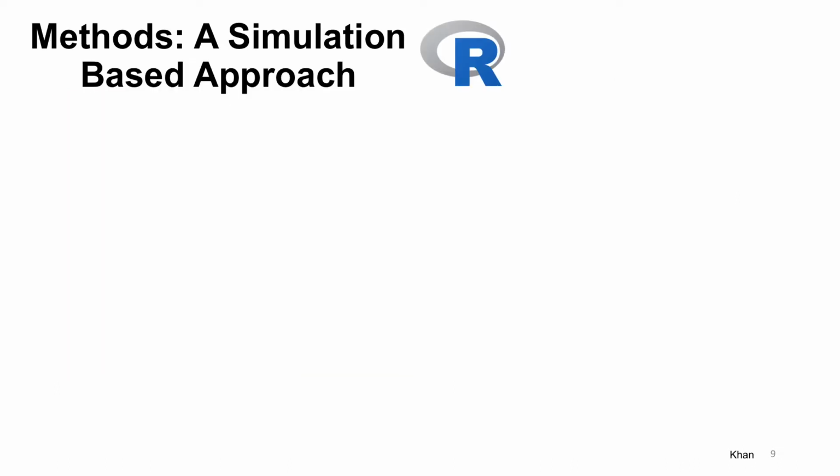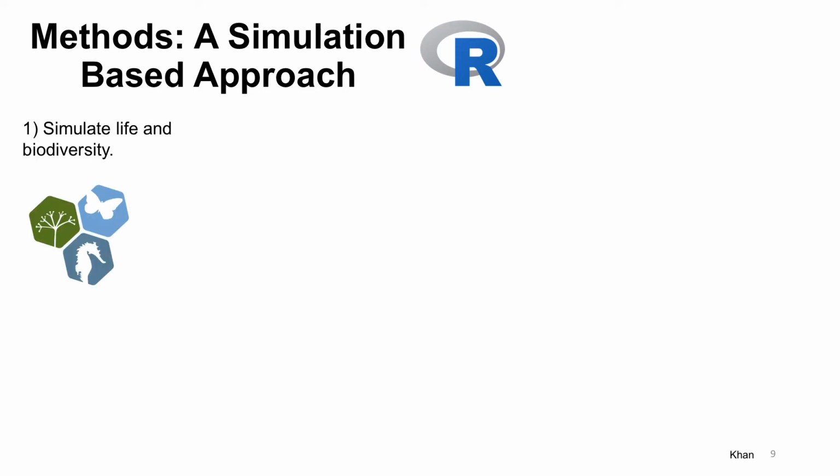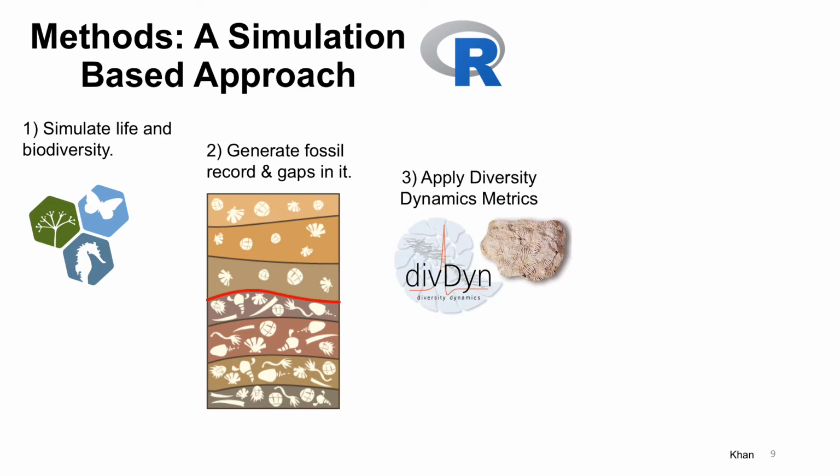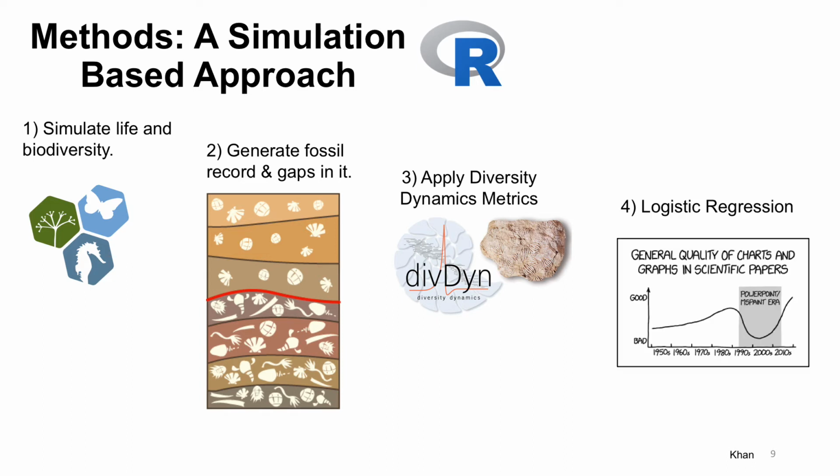As we don't know the effect of sampling on usual methods of selectivity, we use a simulation-based approach in R. We first simulate life and biodiversity, and then we control the fossil record by introducing gaps in the data. We then apply diversity dynamics metrics using the R package divDyn. Finally, we assess selectivity using logistic regression methods in R.